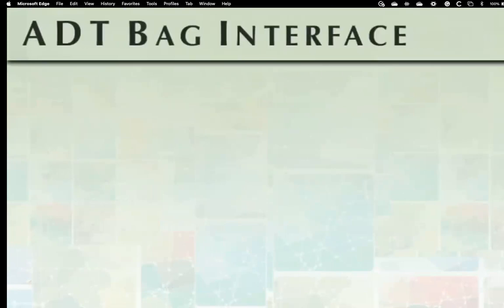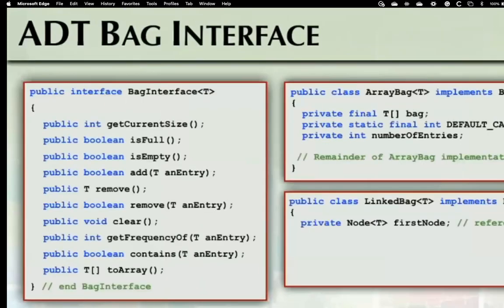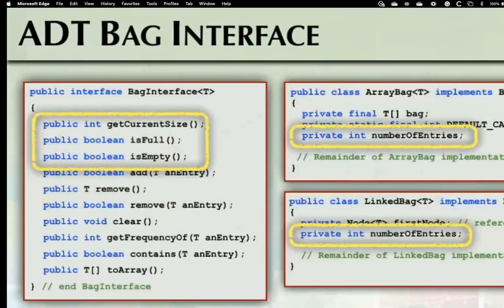As we examine our two implementations, we can begin with the methods in our ADT bag that check the status of the collection. In both our array bag and linked bag, this is where it's probably a little harder to look at them together, except for places like this. We had to implement all of the methods that were in the bag interface, right?